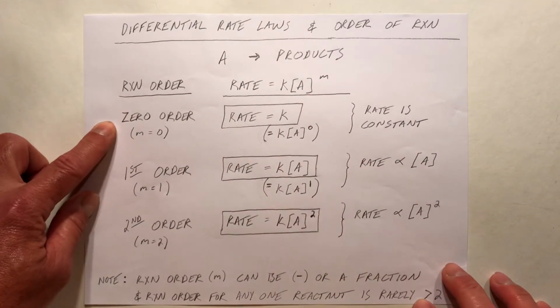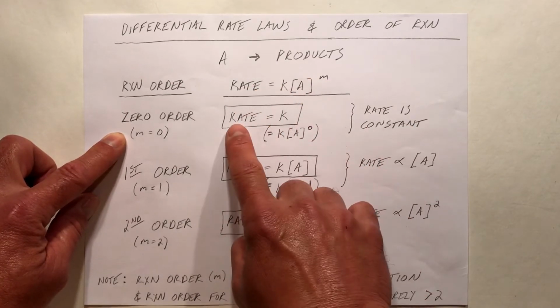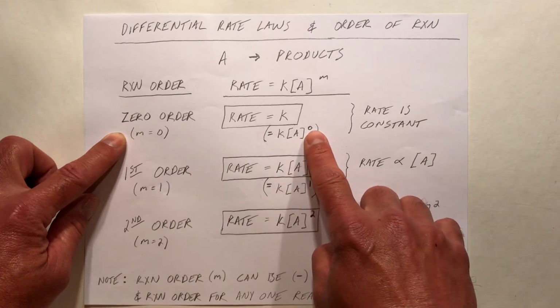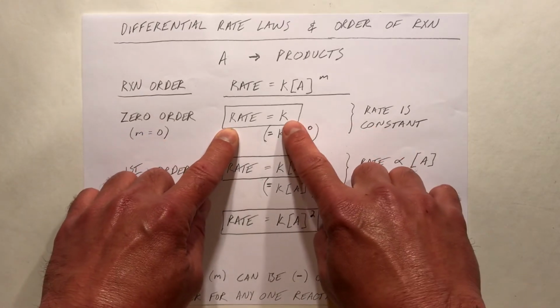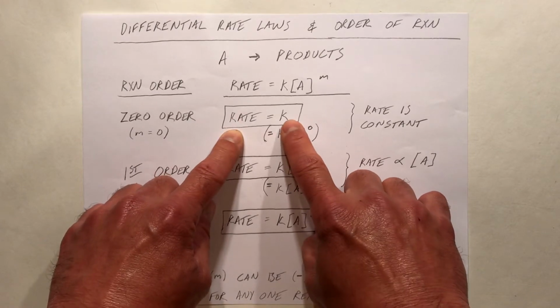If we have a zero order reaction, m is equal to 0, then this expression just becomes that rate is equal to k, because any value to the 0 power is equal to 1. So notice here that the rate is constant no matter what the concentration. You can double, triple, change the concentration however you want. The rate's always going to be equal to the value k.